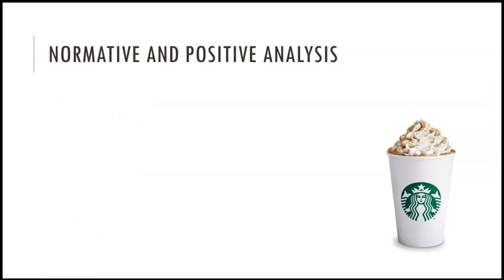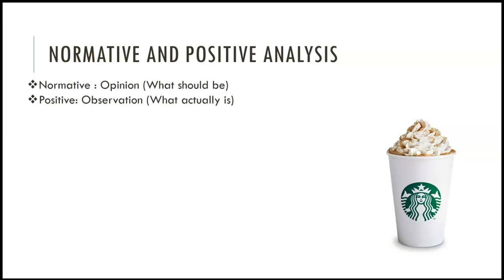The last category of analysis we're going to look at in this video is called normative and positive analysis. Normative analysis is some sort of opinion statement, what should be. Positive analysis is some sort of observation, what actually is. Normative is a value judgment.